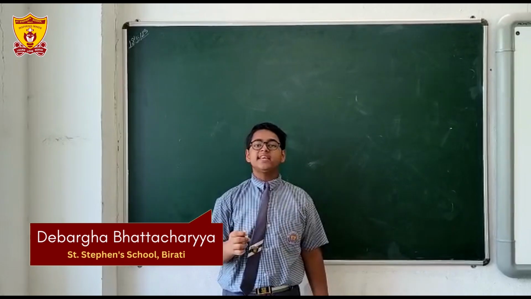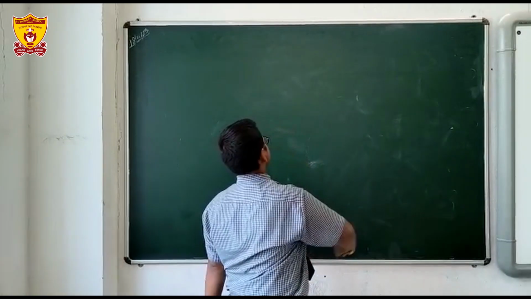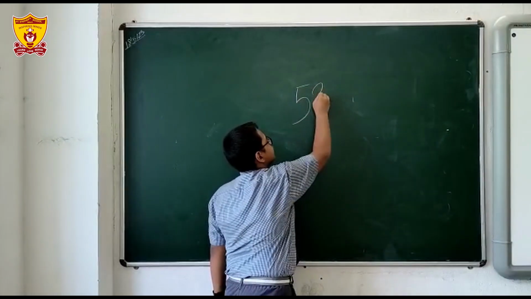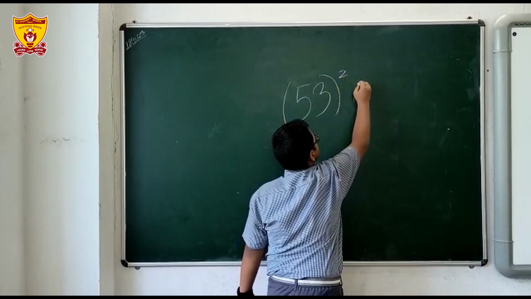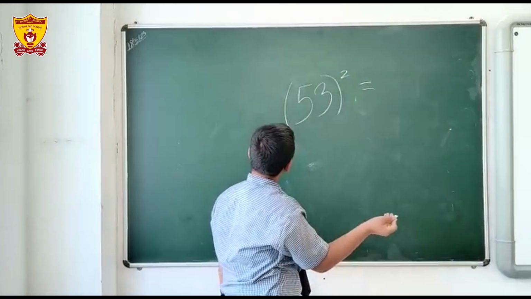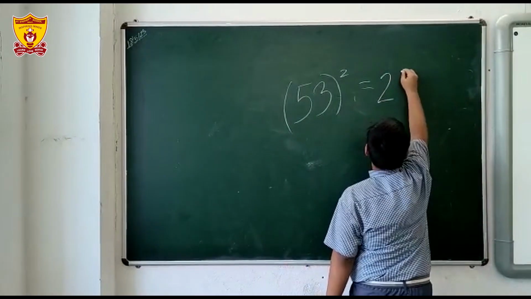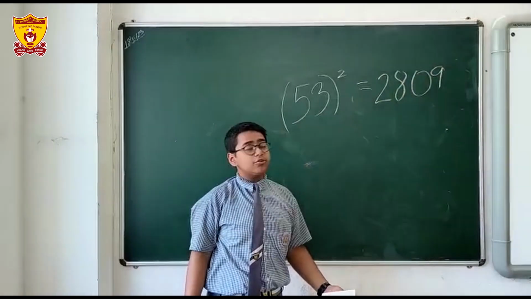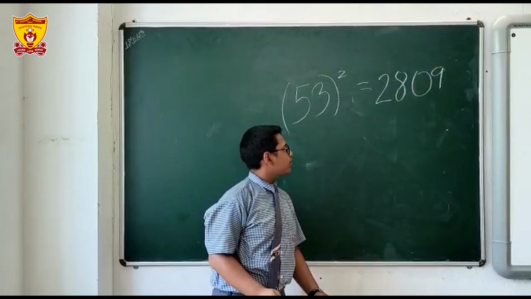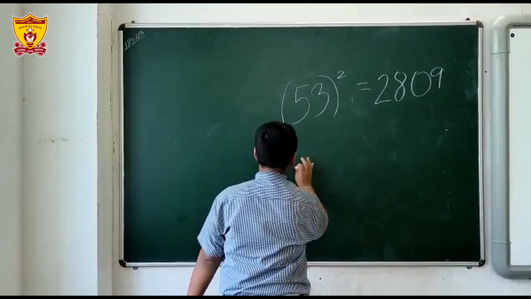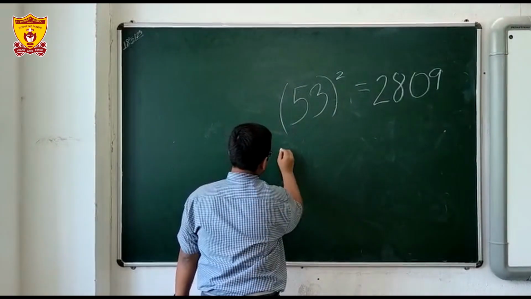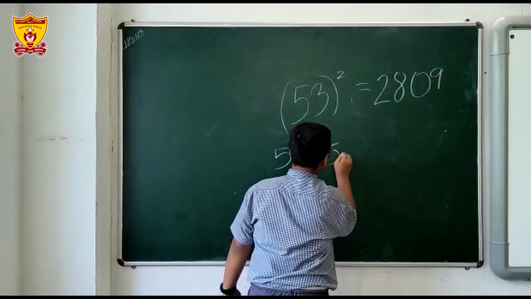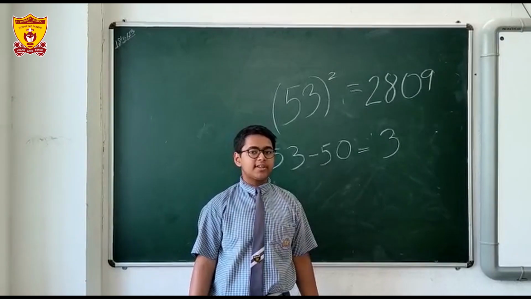So now we will take the example of a number which is more than 50. See, the number is 53. So we are going to find the square of 53. First, let me calculate it mentally. Okay, so now I'm going to show you all how I am finding this. Very easy. What's significant for this trick is we have to subtract 50 from 53. Now, we've got the difference, which is 3.